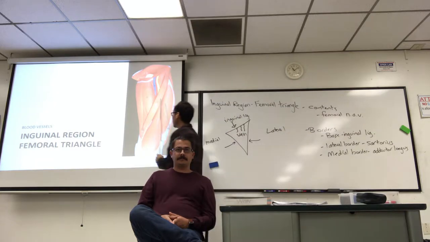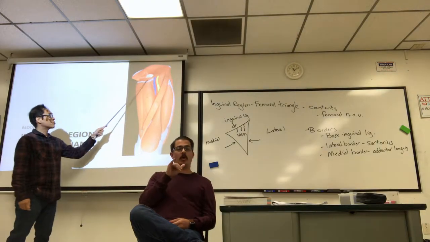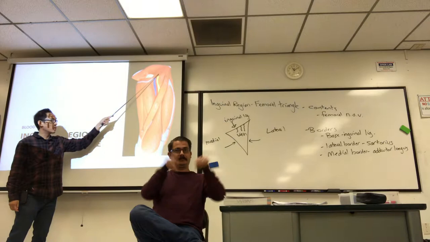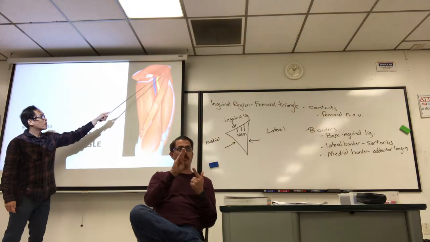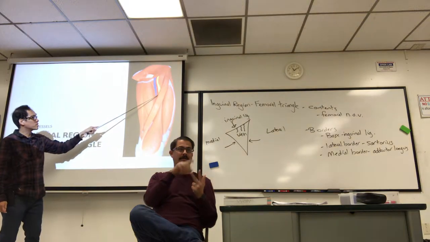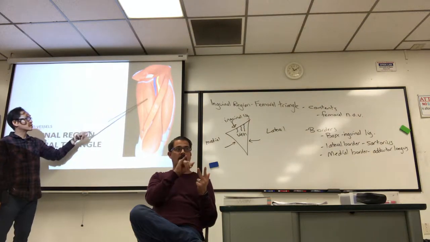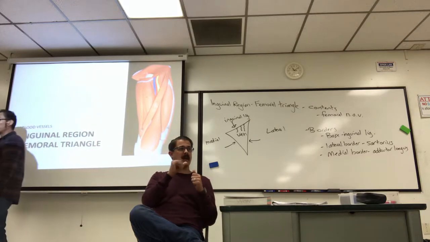So once again, the contents, from lateral to medial, nerve, artery, and vein. The base of the triangle, not shown here, but on other slides it will be shown, is the inguinal ligament. The lateral border there is sartorius, and this muscle right here is the adductor longus. You can see that those structures are squeezed in between them.